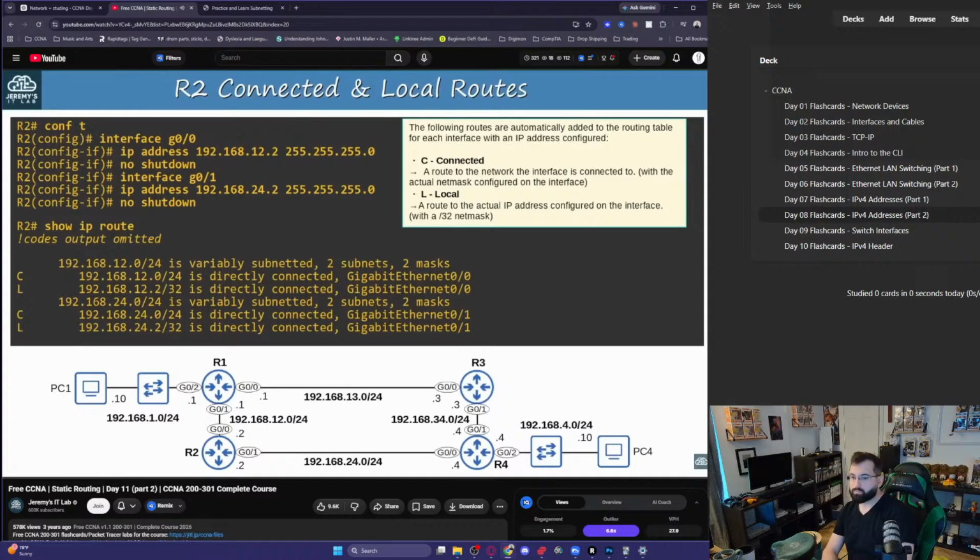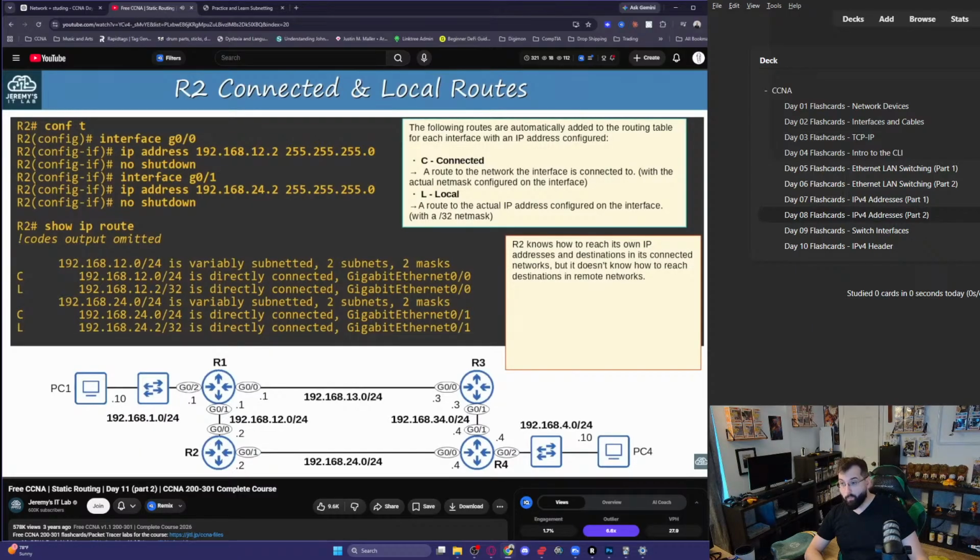Okay, here are the routes. Note that for the sake of space, I'm not showing all of the different codes listed at the top of the output. Remember, C means connected and L means local. Anyway, as expected, R2 has 2 connected routes, one to 12.0/24 and one to 24.0/24. Also, it has 2 local routes, one to 12.2/32 and one to 24.2/32. So to summarize, R2 knows how to reach its own IP addresses and destinations in its connected networks.